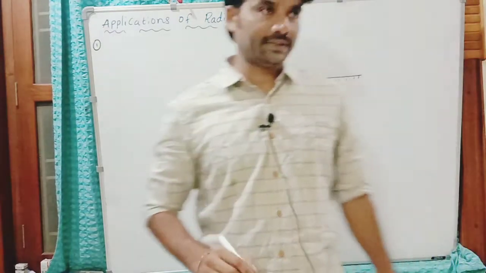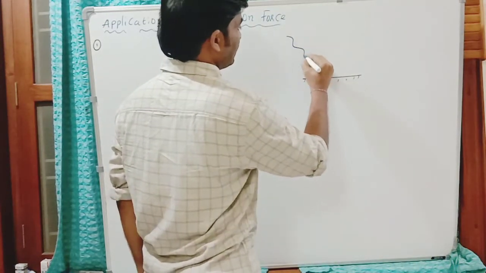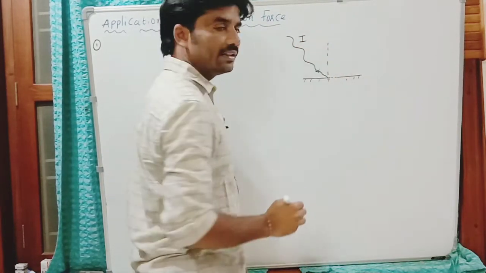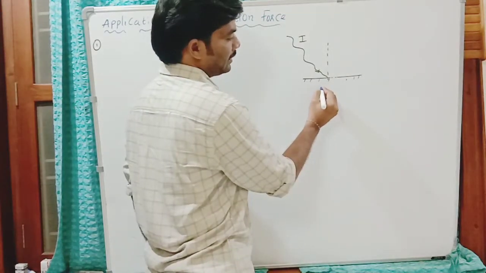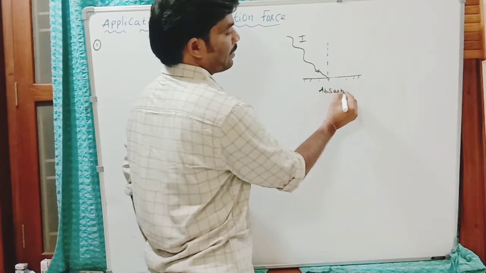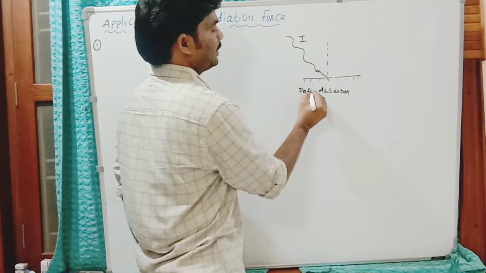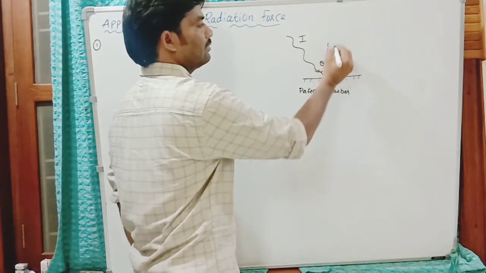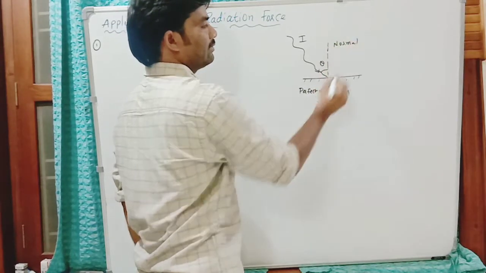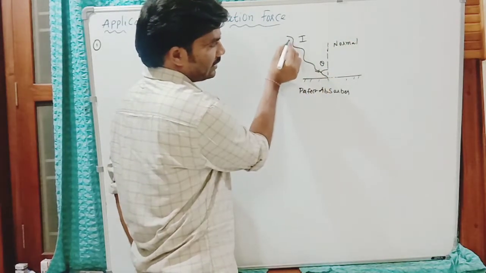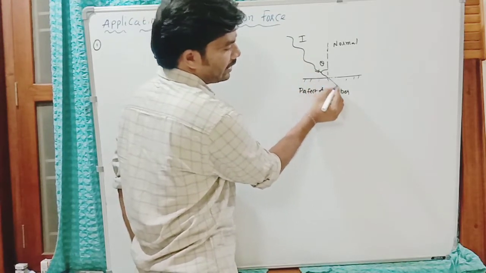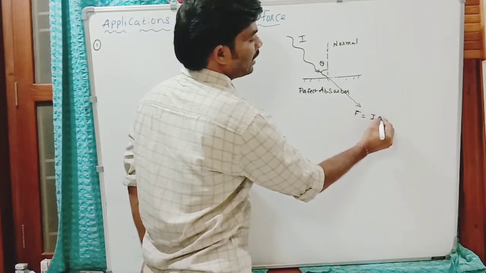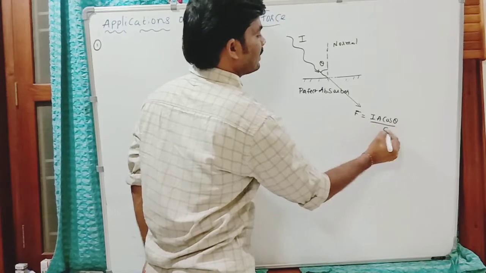perfect absorbing surface, if the radiation of intensity I is made to incident slantly, this is the radiation of intensity I made to incident on the perfect absorber. So the angle made by the incident radiation with the normal of the plane of the absorbing surface is theta. Then the force exerted by this light is absorbed and it can exert force in the direction of that incident radiation, and it is equal to Ia cos theta by C.